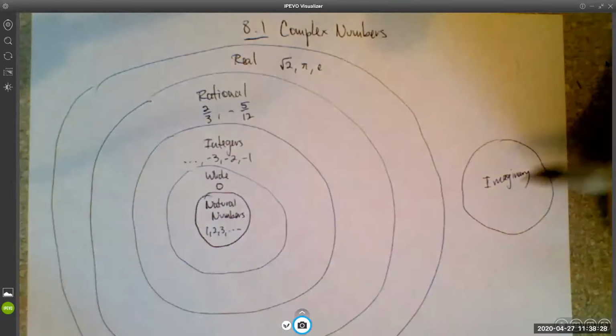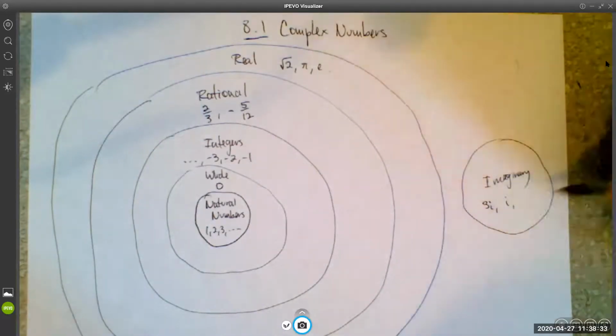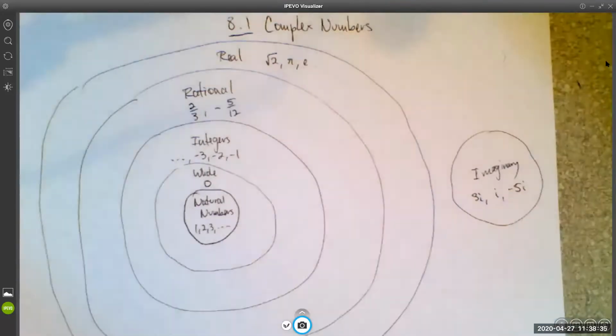Imaginary numbers are numbers that involve the imaginary unit i. So numbers like 3i, or just i by itself, or negative 5i. Those are all imaginary numbers, okay?